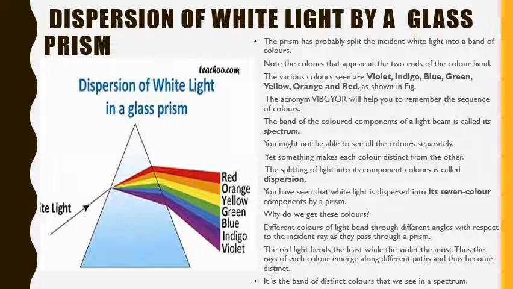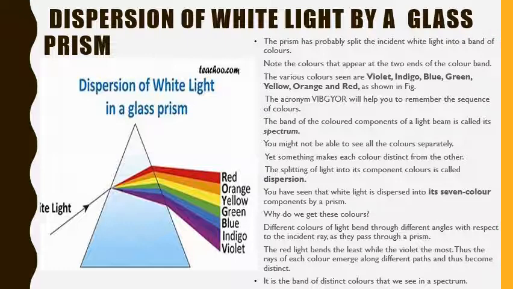Just we will see. The prism has split the incident white light into a band of colors. You see, after the white light has gone inside, a band of colors is formed, so many colors. Note the colors that appear at the two ends of the band. Just see, at the two ends means top and bottom. Here you can see at the top is red color and at the bottom is violet color.